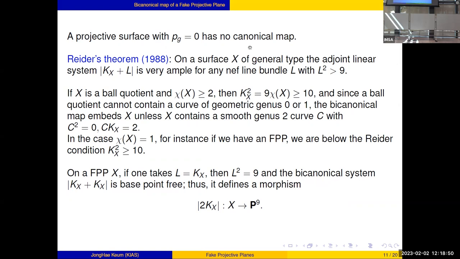Here, let us recall Reider's theorem. On a surface X of general type, the adjoint linear system K plus L is base point free for any nef line bundle L whose self-intersection number is bigger than 9. So if X is a fake quotient with algebraic Euler characteristic at least 2, then K square equals 9 times chi of X, which is at least 10.